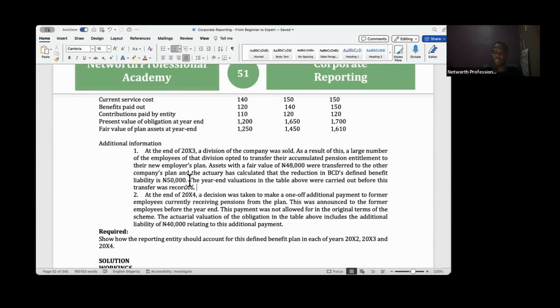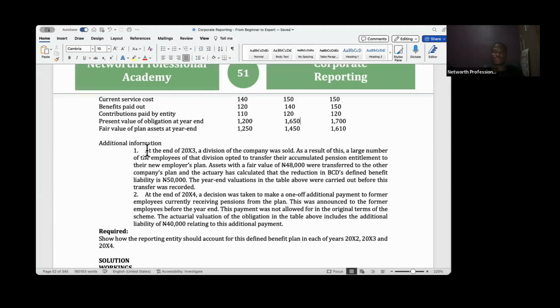The only thing is just that you have to remember that they said the year-end valuation in the table above were carried out before this transfer was recorded. So meaning that for this 2003, these assets that they transferred, remember to remove it from these assets because they said they have not removed it. And this obligation, remember to remove it from this obligation. I will show you so that we will do what the question wants us to do.